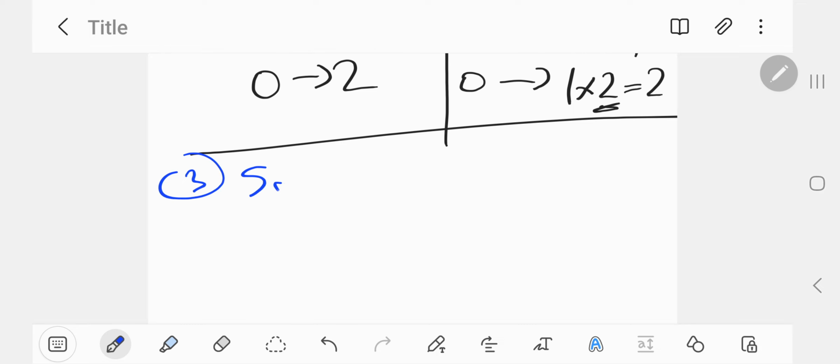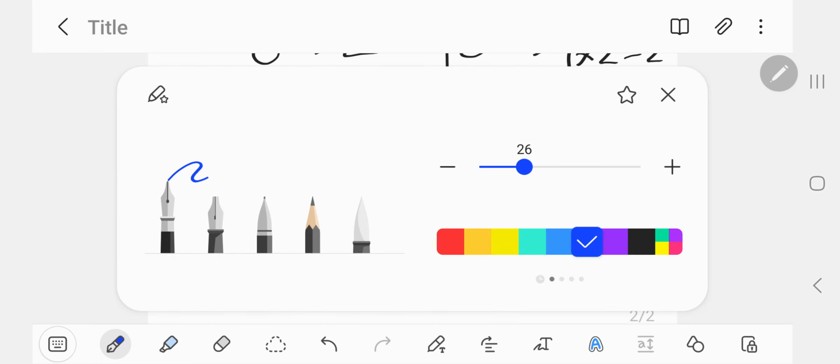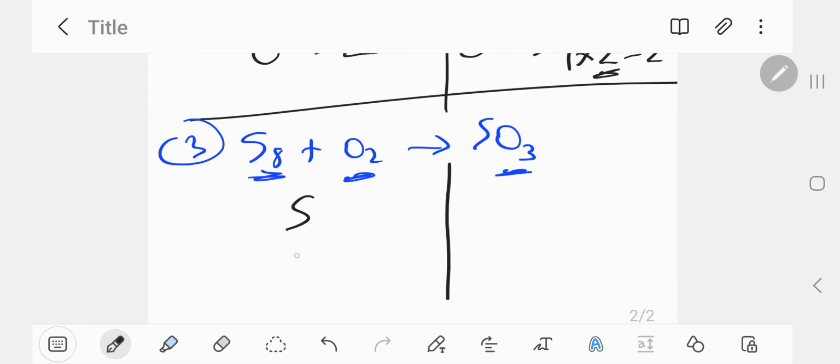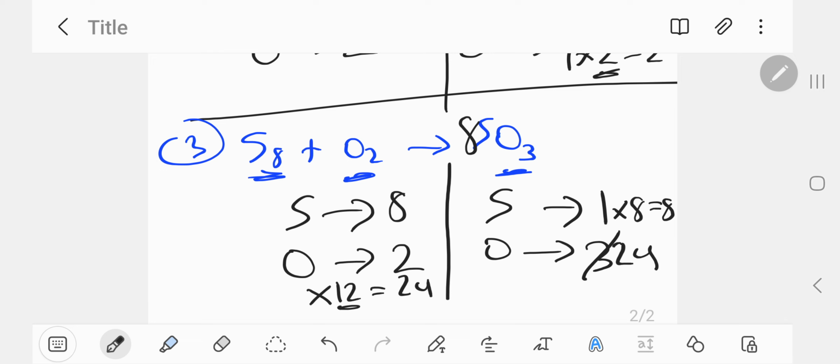Let's do number 3. You've got sulfur plus oxygen to give you sulfur trioxide. Let's make a list first, S8, O2. Now we count. There's 8 sulfur on the left, 2 oxygen on the left, 1 sulfur on the right, 3 oxygen on the right. Let's fix up the sulfur first. Times that by 8 to get 8. Put an 8 here. There's now 24 oxygen. How do we turn the 2 into a 24 on the left? We times it by 12. We get 24 and put the 12 here. That's it.